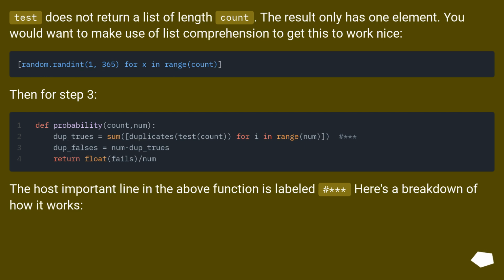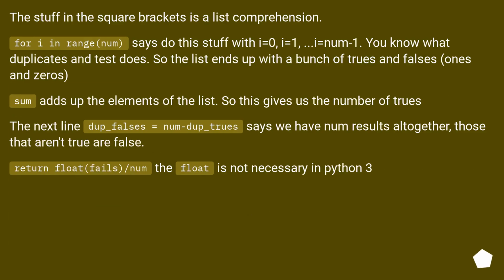Then for step 3. The most important line in the above function is labeled hash. Here's a breakdown of how it works. The stuff in the square brackets is a list comprehension. For i in range(num) says do this stuff with i equals 0, i equals 1, up to i equals num-1. You know what duplicates and test does.